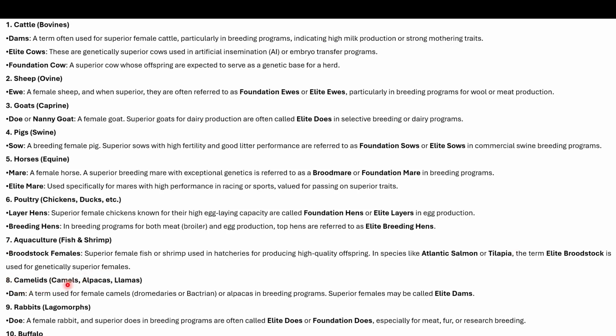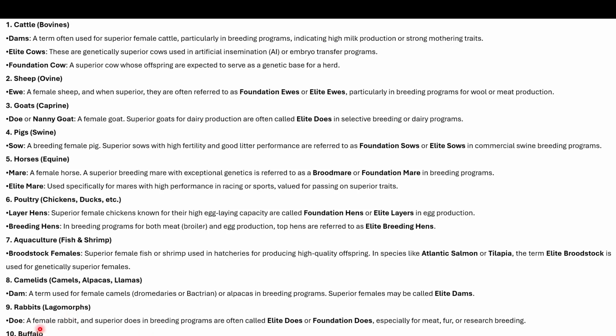Then there are camelids, which include camels, alpacas, llamas. Again, the term dam is used for female camels, dromedaries or Bactrian, or alpacas in breeding programs. Superior females can also be called elite dams. In case of rabbits, a doe is a female rabbit, and superior ones are called elite does or foundation does. It can be used for breeding, for meat, for fur.